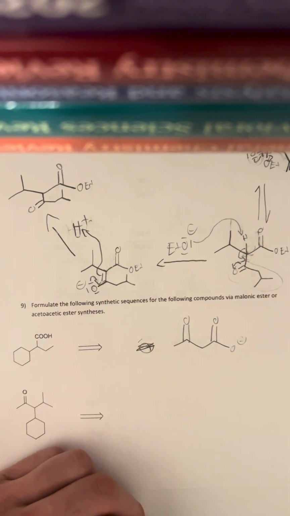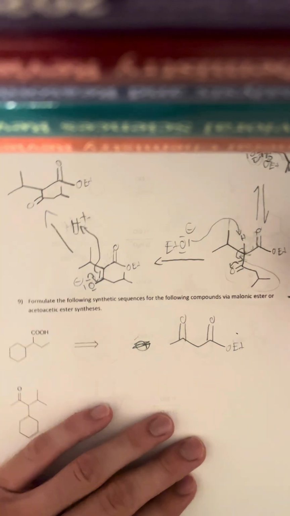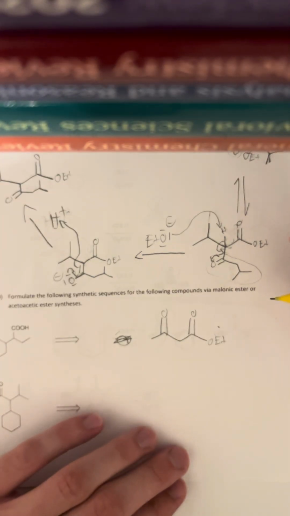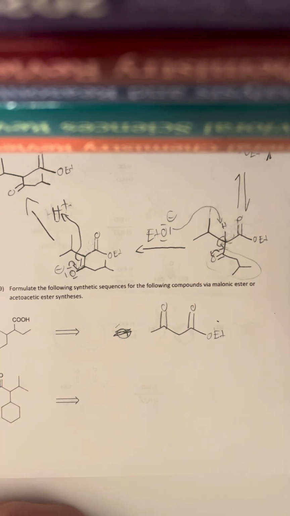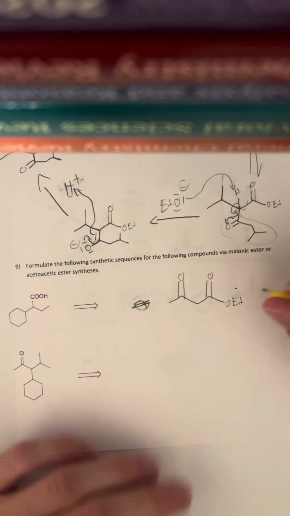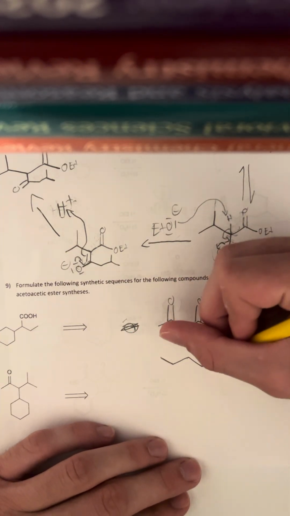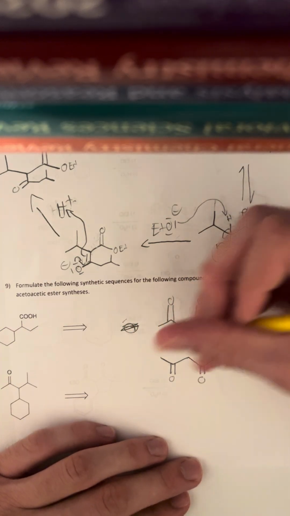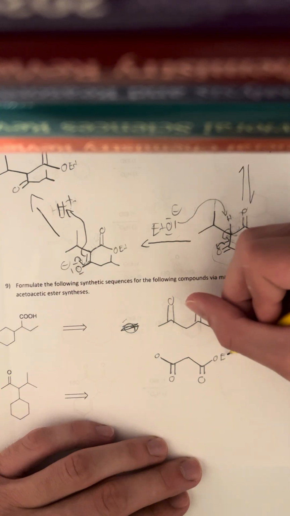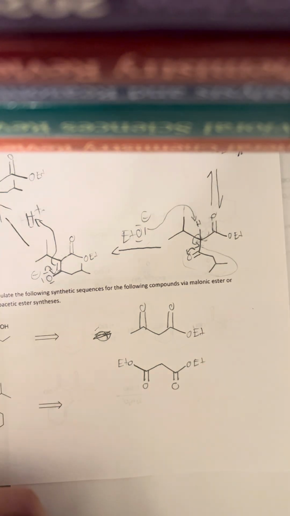But it's acetoacetic ester. This would be acetoacetic acetate. Acetoacetic ester means that we have an ester, and usually we use like an ethyl ester. So an OEt. Malonic ester synthesis, if you remember from Gen Chem 2, when you did the diprotic acid titration, that was with malonic acid. And that's a 3-carbon dicarboxylic acid. But we're using the ester, so we're using an ester derivative. Et. So that's malonic ester synthesis.